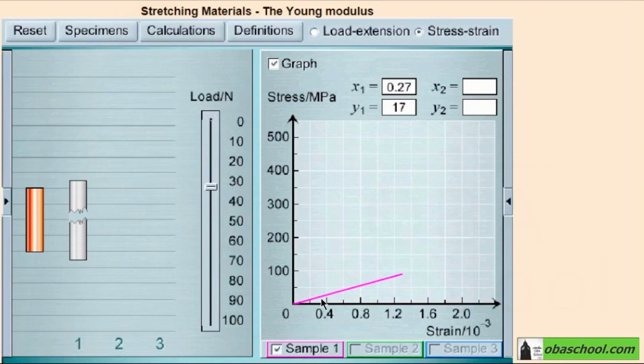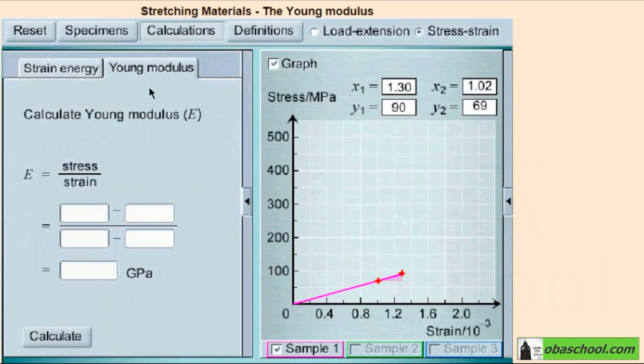If we move the cursor over the graph, values of stress and strain appear in the X and Y windows above. We should select 2 points on the graph in order to calculate its gradient. Let's select this point and this point. And the triangle that we're going to use to calculate the gradient is highlighted here.